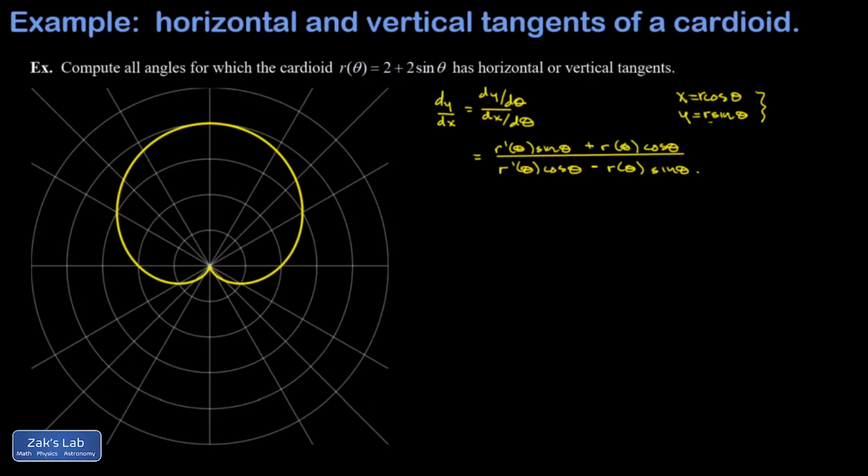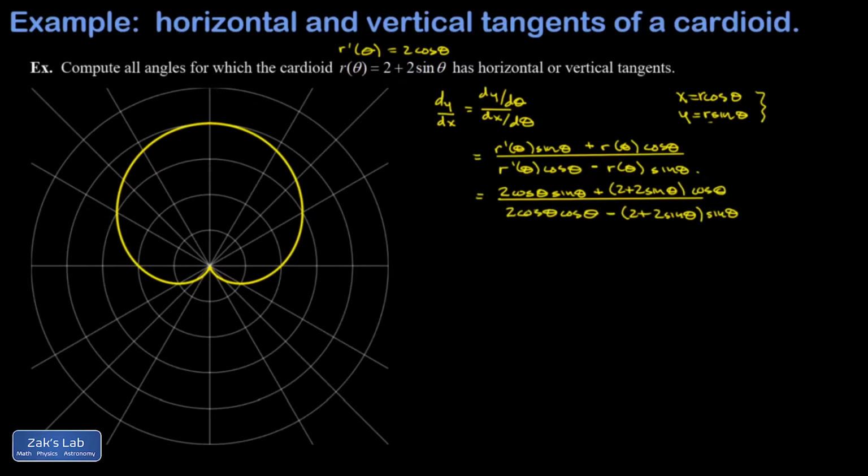Now I need to plug in my curve, and before I do that, we'll just note really quick here that r prime of theta is equal to 2 cosine theta. And so I plug it in, and I plug r in to the second term here. Same thing in the denominator. And I can clean things up a little bit before I get into finding my tangents.